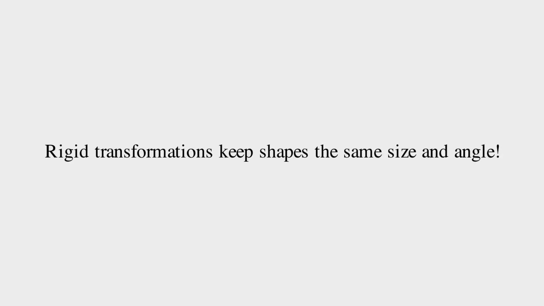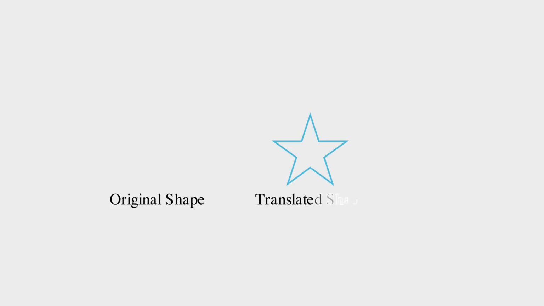There are three main types of transformations that keep the shape, size, and angles the same. These are called rigid transformations. First up, translations. This is when you move the shape from one place to another without turning it. Think of sliding a book across your desk. It's the same book, just in a different spot.